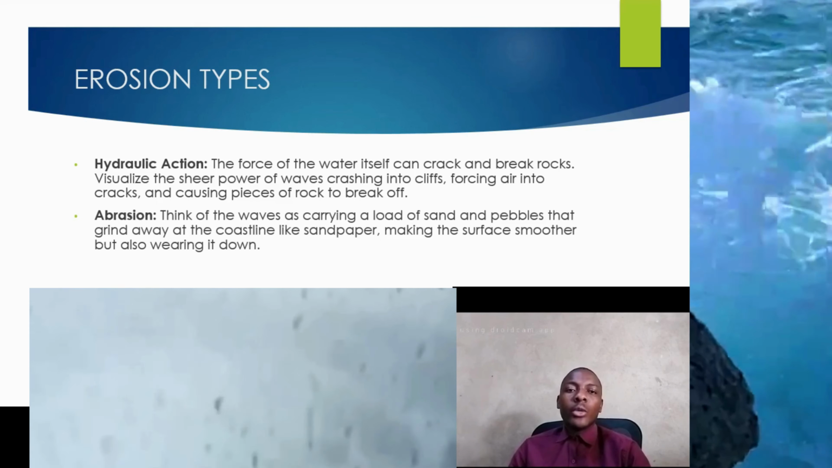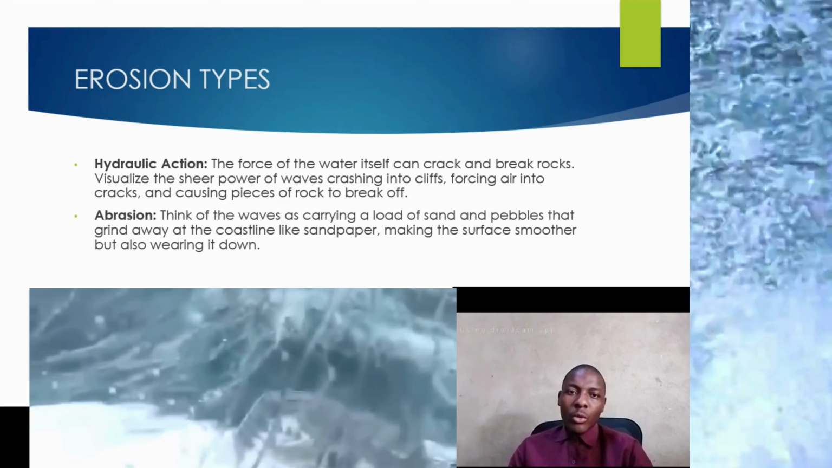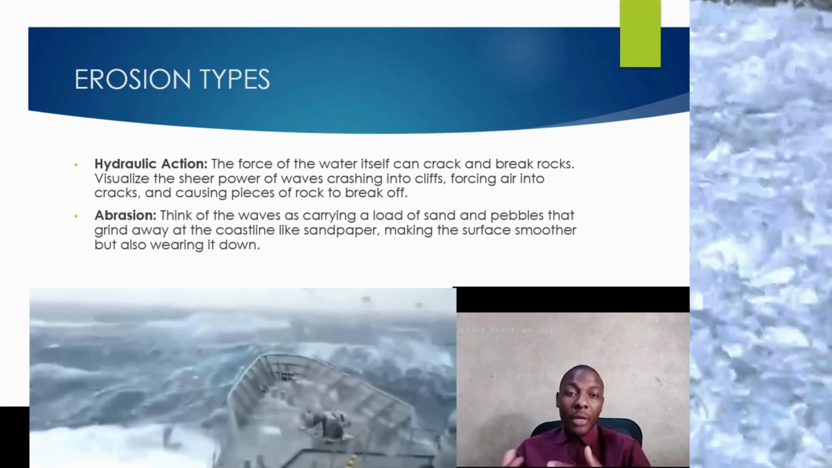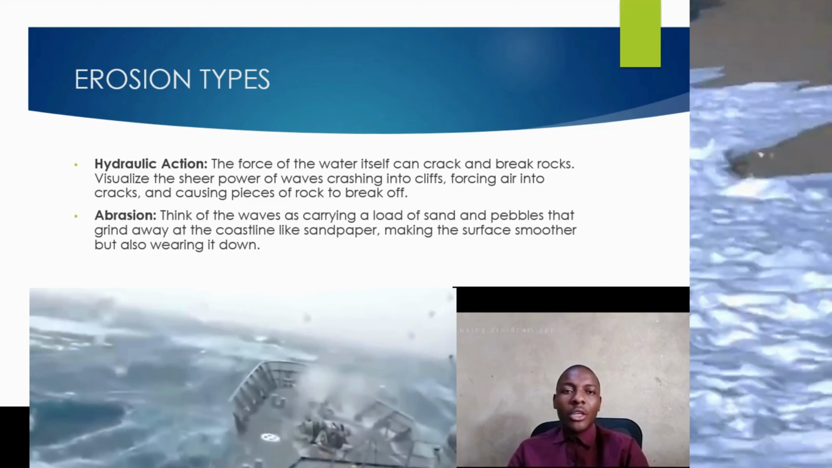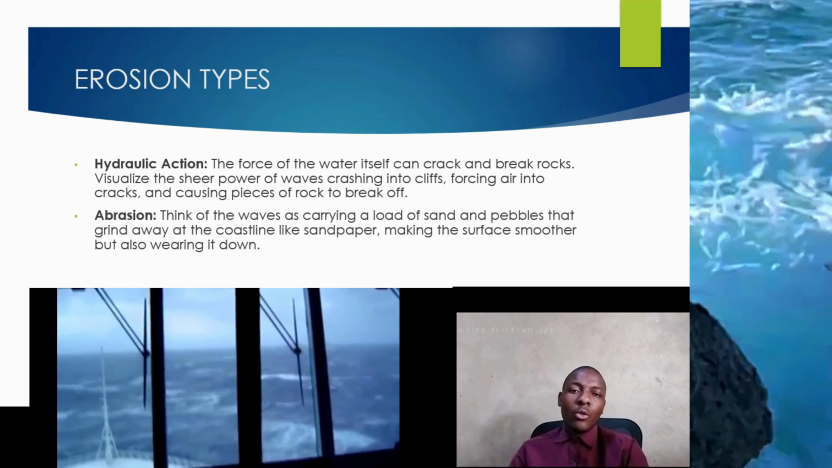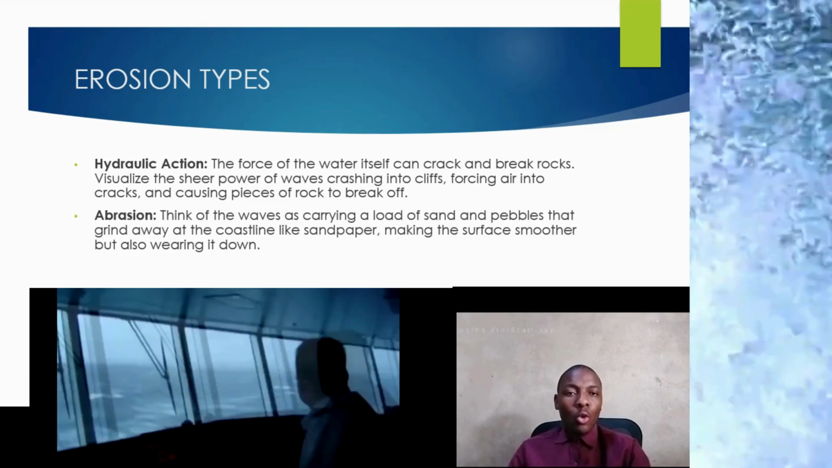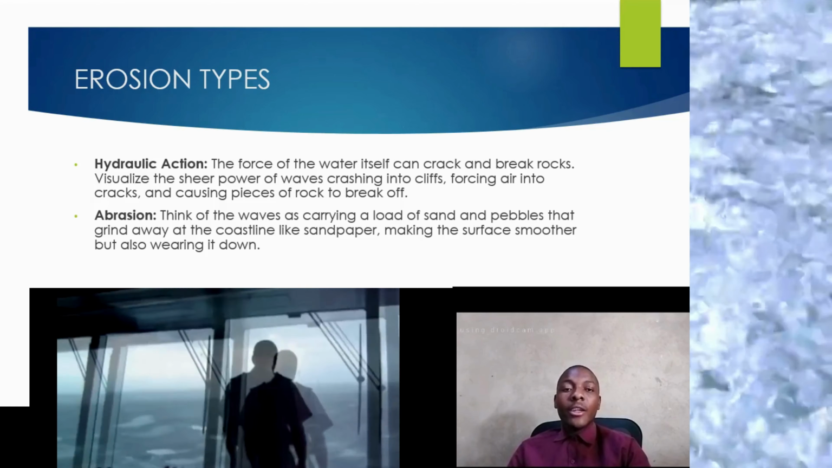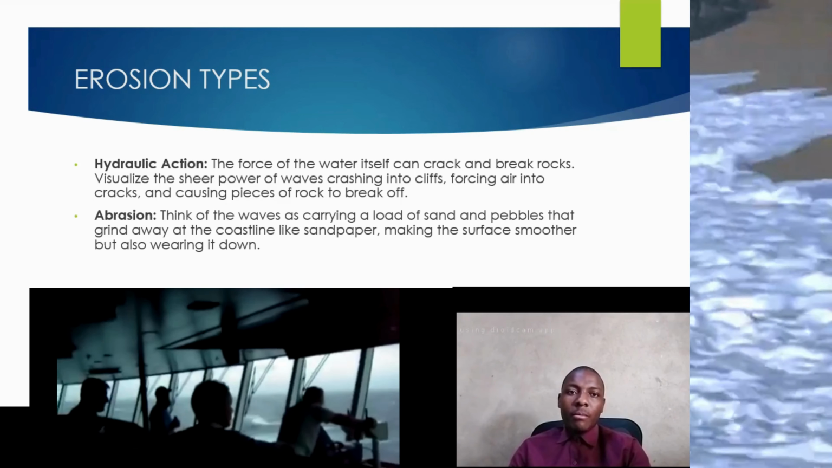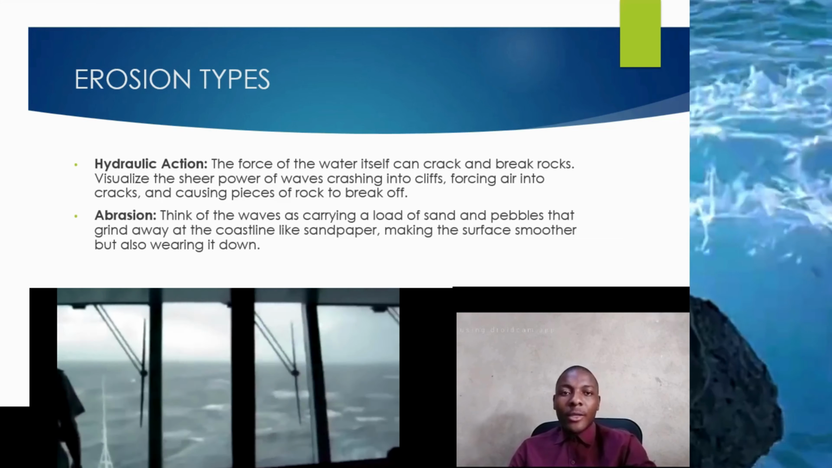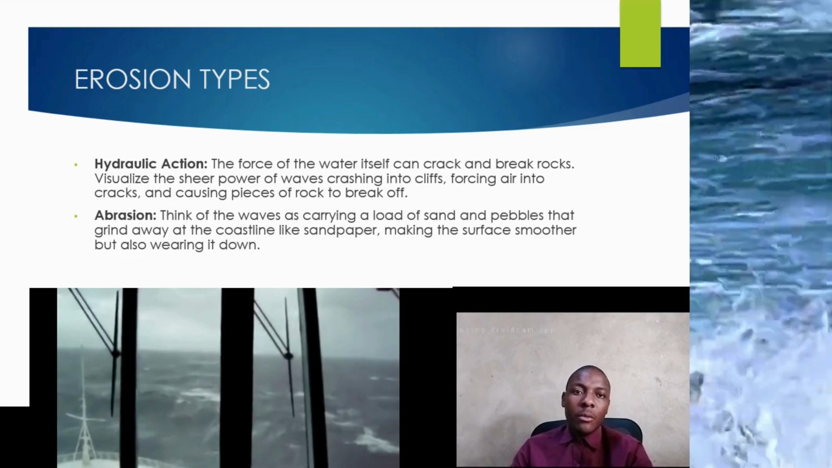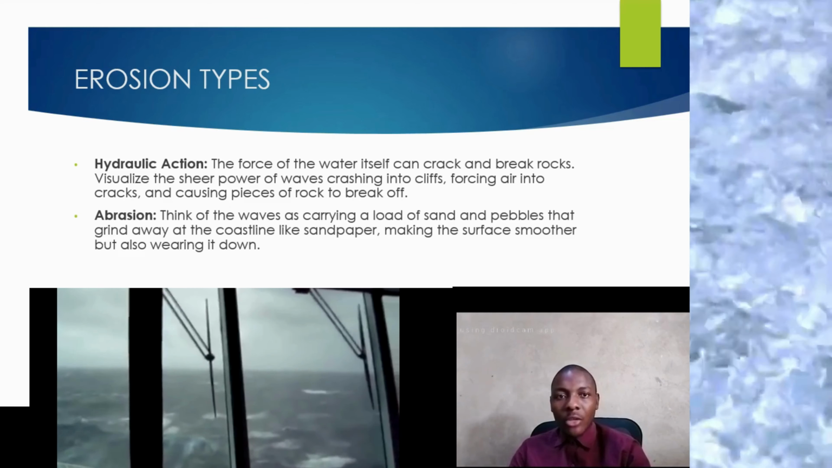And the second type that we have is abrasion. When we're looking at abrasion, we are just talking about the load that is being carried by the ocean, be it sand, be it pebbles, or whatever that is being carried by the ocean, coming into contact with the seabed or the coastline, and then eroding the coastline. So it is the load that is eroding. Whatever is being carried is what is eroding the coastline. And that process is abrasion.